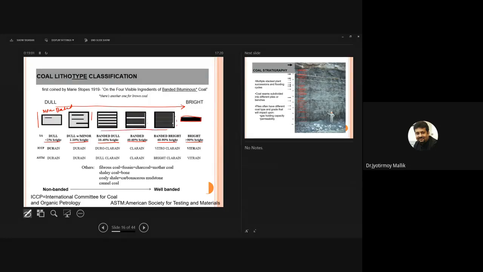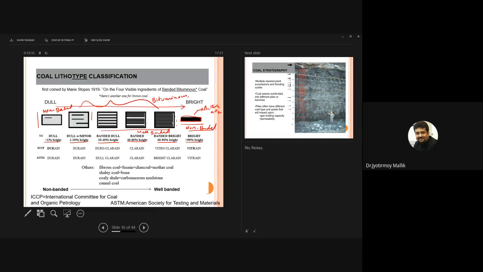This is well banded, but this is also non-banded. Okay, but non-banded is the other side, right? This is perhaps your anthracite, right? This is your anthracite. This whole thing is perhaps your bituminous coal. This is the banded bituminous coal. Okay.